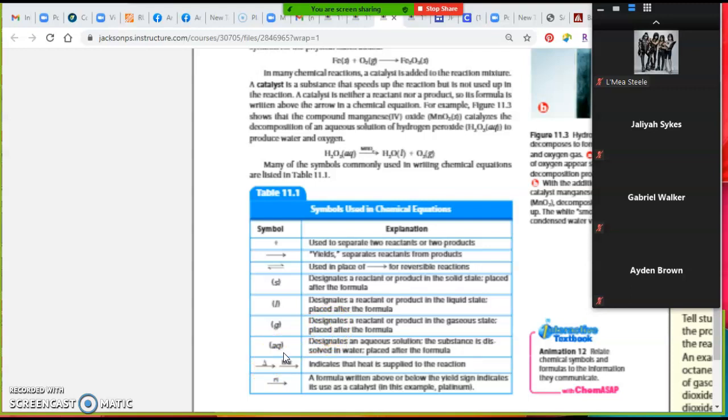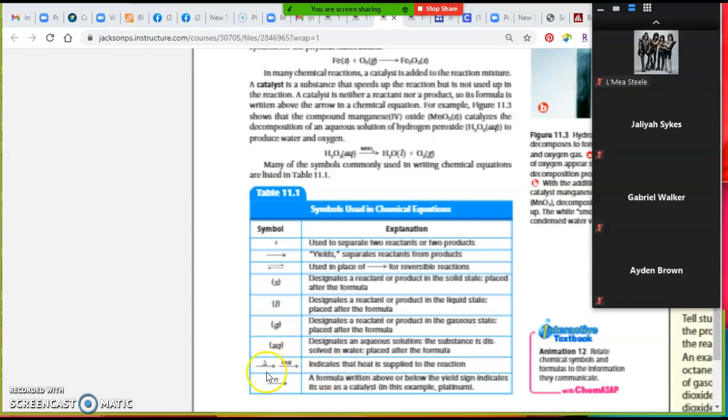Yes, sir. Okay, cool. So you've got S for solids, L for liquids, G for gases. Aqueous means that it's in liquid solution. You're going to see aqueous solution an awful lot when we talk about acids and bases, because in order for something to be an acid or a base, it normally has to be dissolved in water.